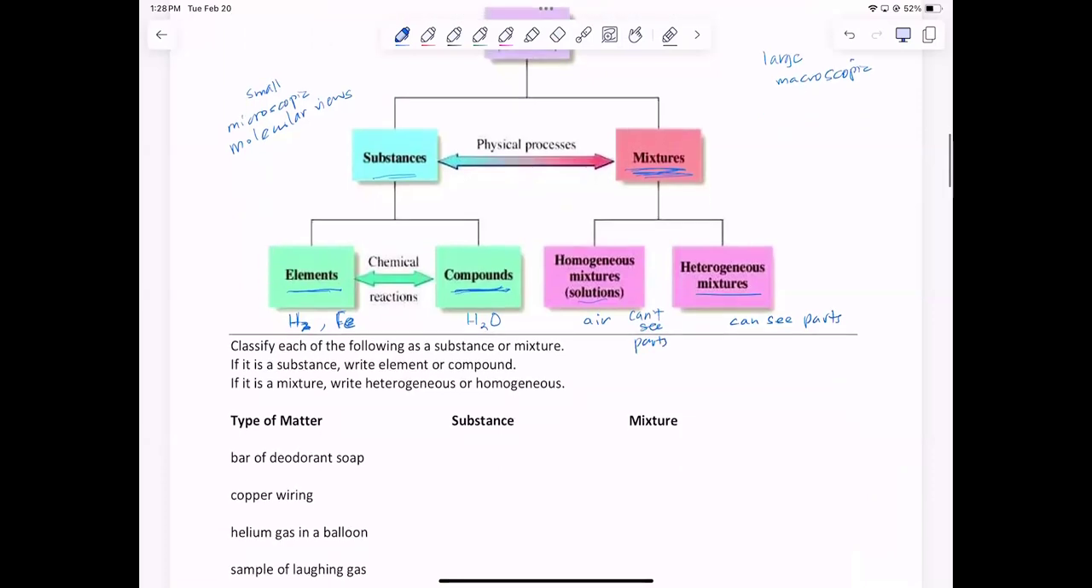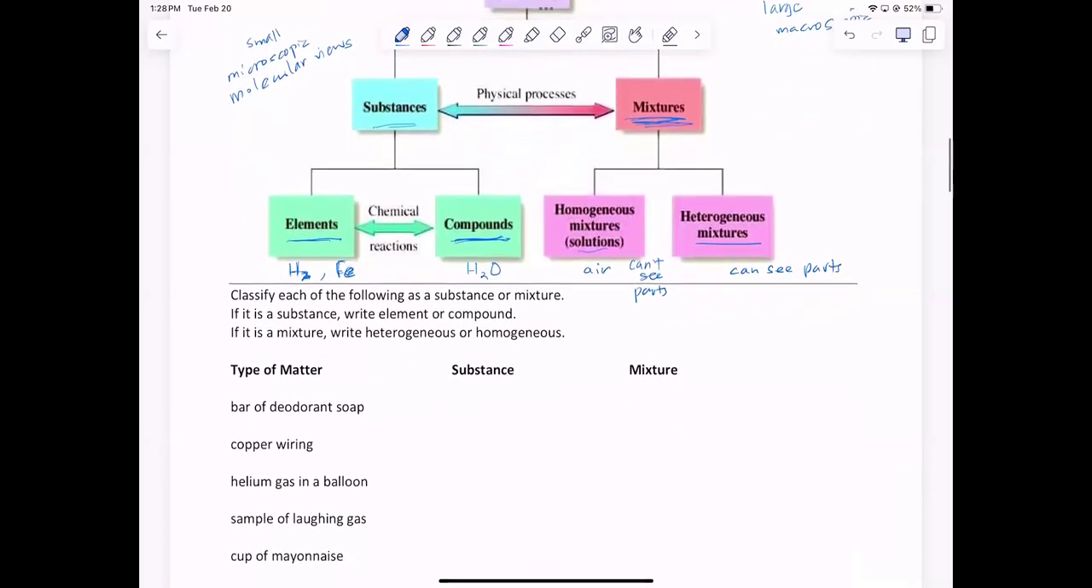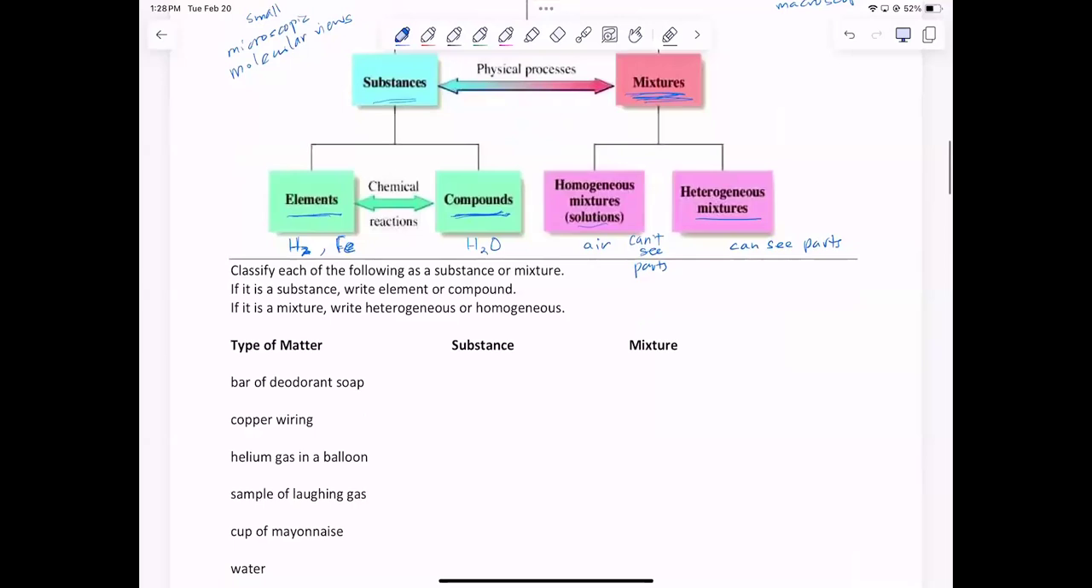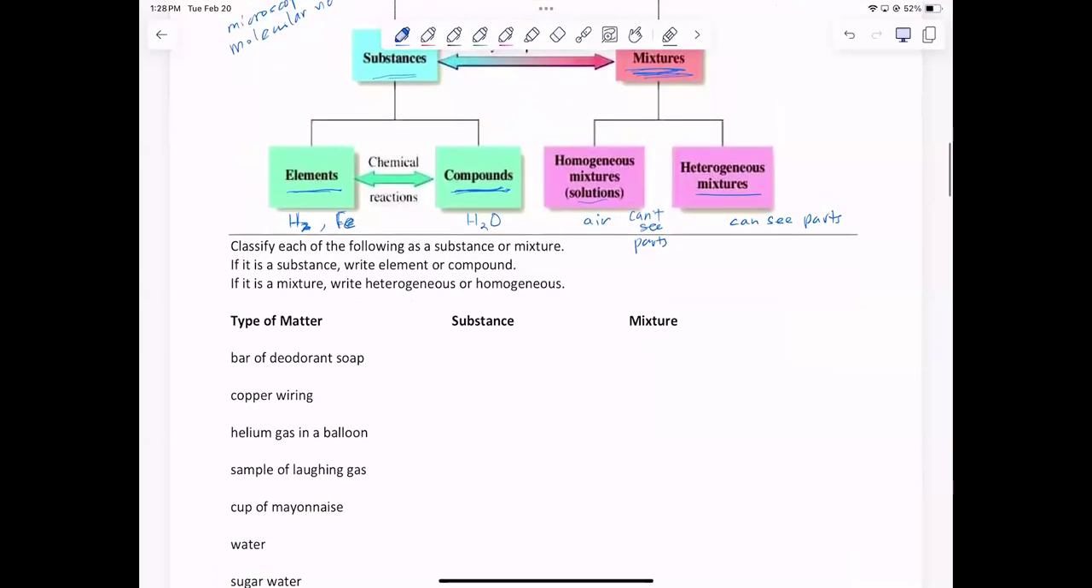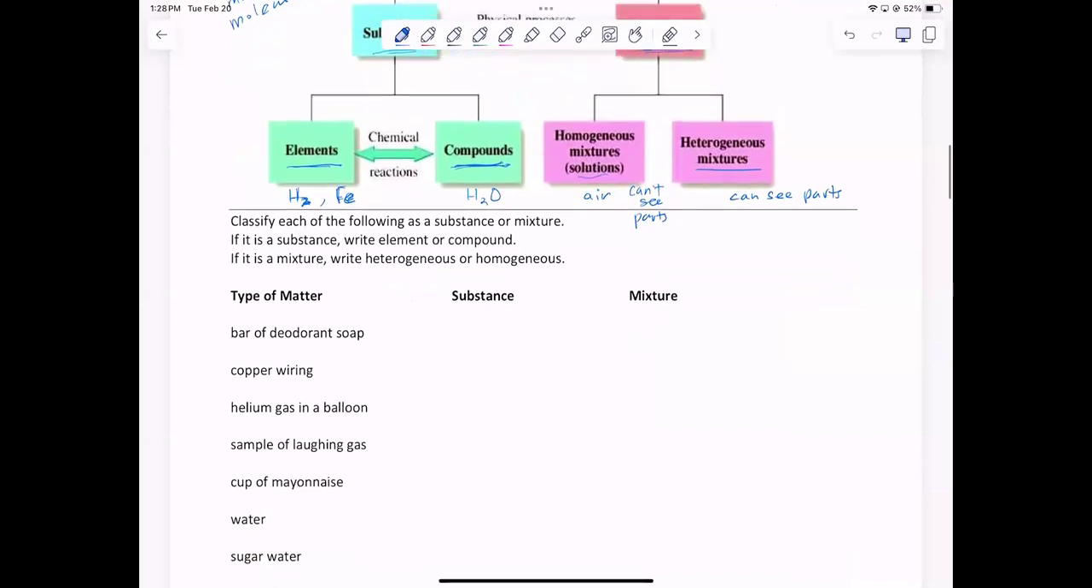Okay, so in these examples, we want to classify if it's a substance or mixture, and then broken down if it is a substance, if it's an element on the periodic table, or a compound that is elements bonded together. And if it's a mixture, is it either homogeneous or heterogeneous?